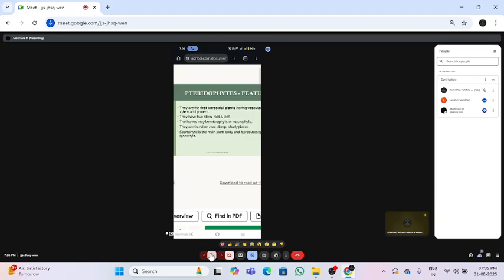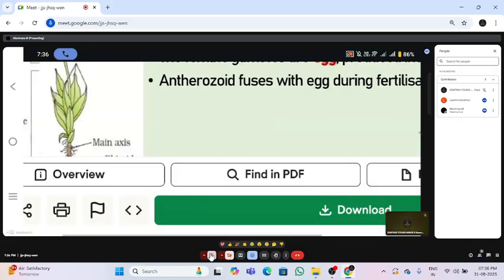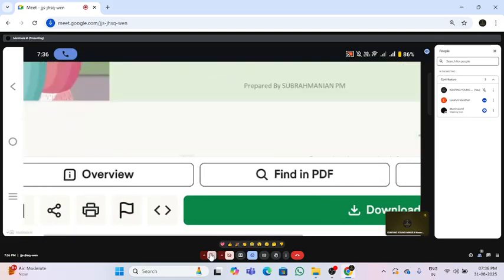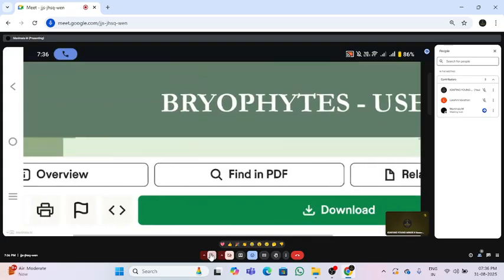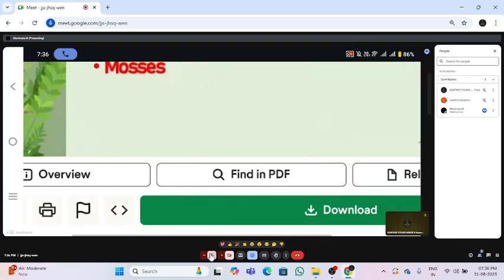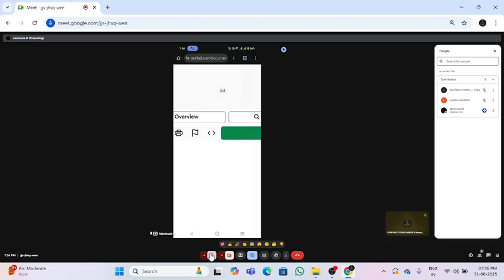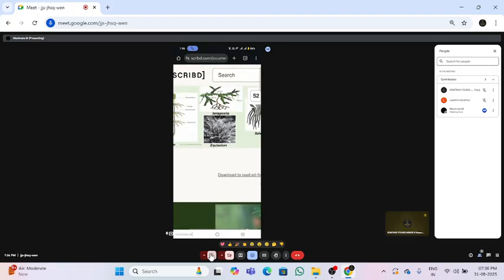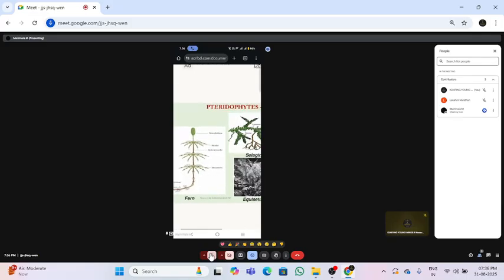They are also called tracheophytes. So the pteridophytes are also called what? Tracheophytes. The meaning of tracheophytes is that they have xylem and phloem. With the help of xylem and phloem, they can do the conduction of food, water and minerals. So about the pteridophytes we are going to discuss in today's class. It is the first land plants.